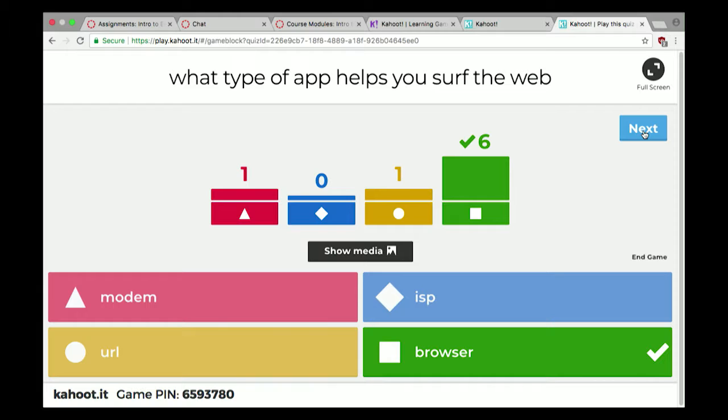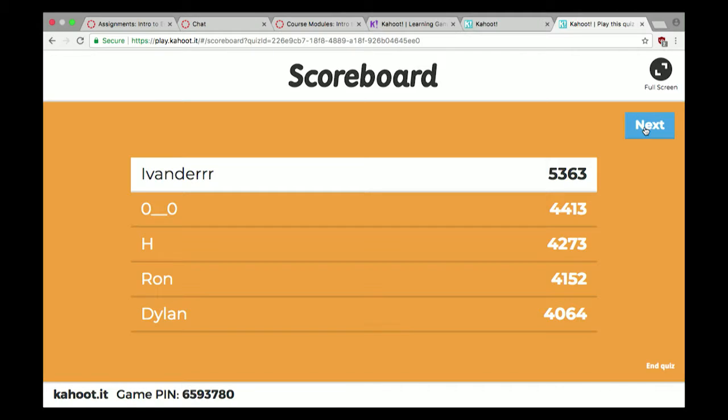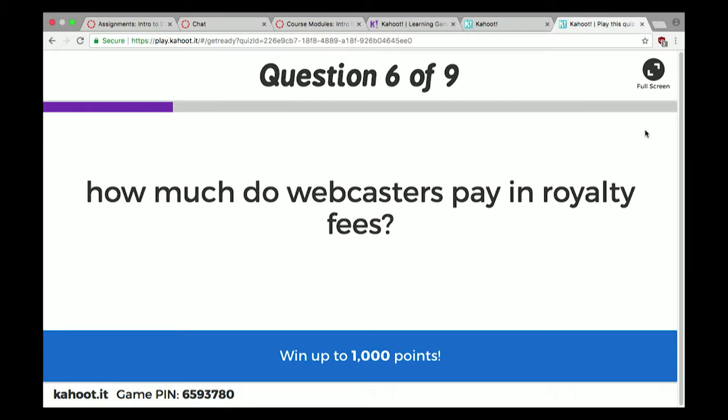And then the other wrong answer was URL, so that's a uniform resource locator. So as we said, everything on the web has its own specific address, every little picture, every little thing, and that is a URL. Okay. But 6 people got browser, so that's the name of the application that we access the web through.